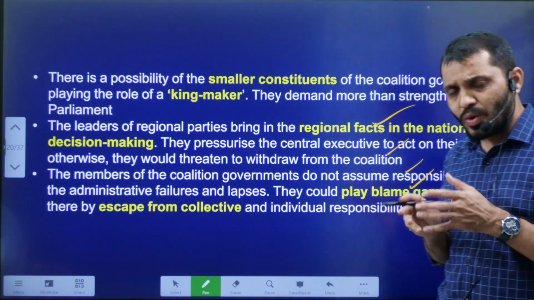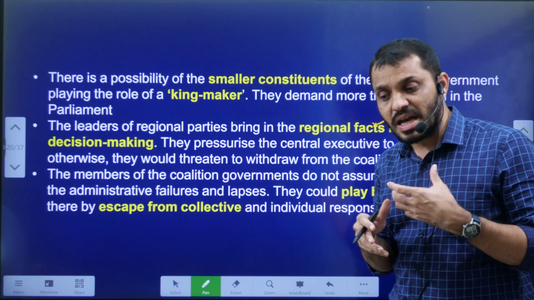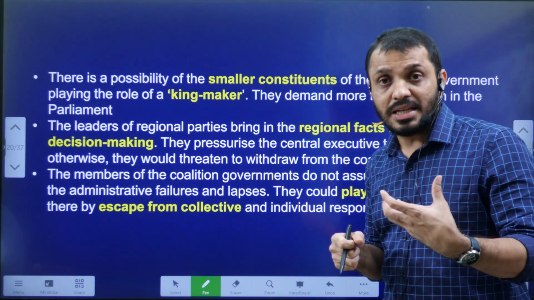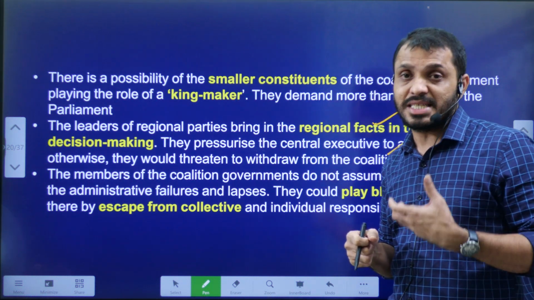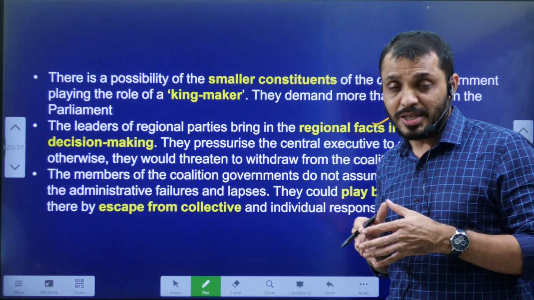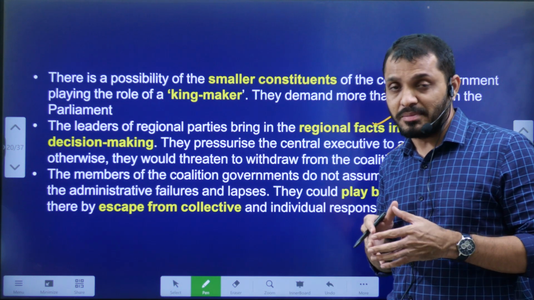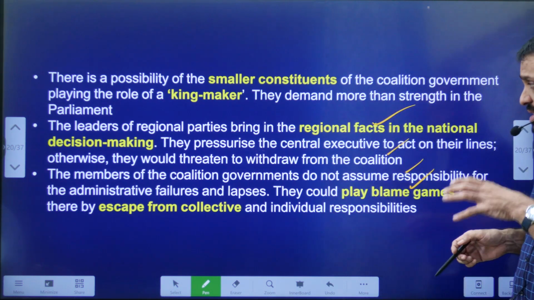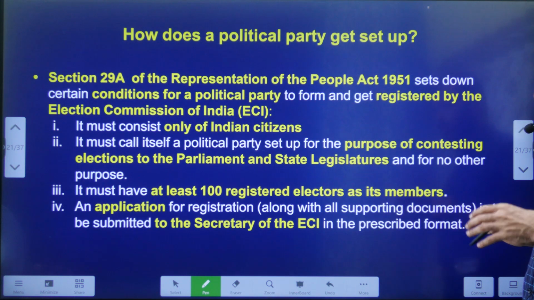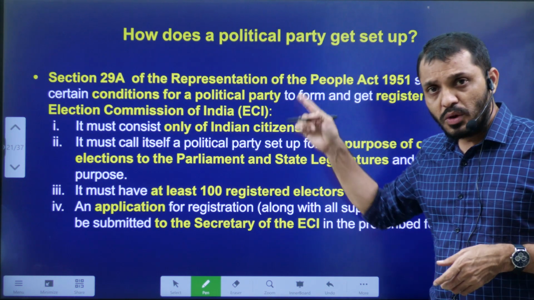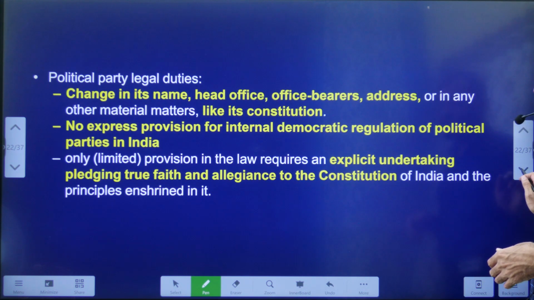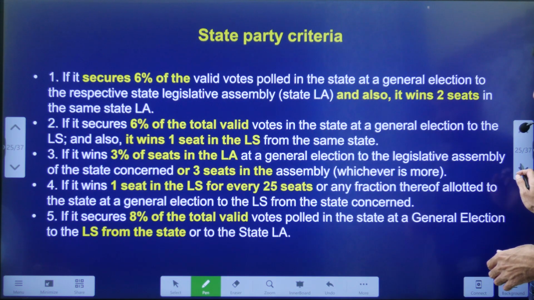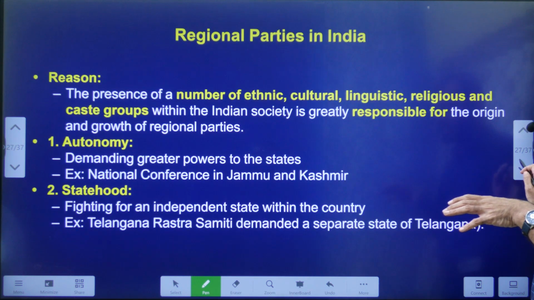And in the coalition government, if the government has any failure, the individual accountability is missing. So the collective accountability and individual accountability are very minimal in coalition government. These are some of the demerits of coalition governments. Of course, we'll discuss these issues in the next appropriate videos. Now, I discussed the coalition government merits and demerits.